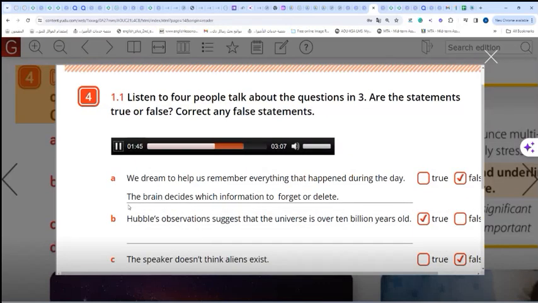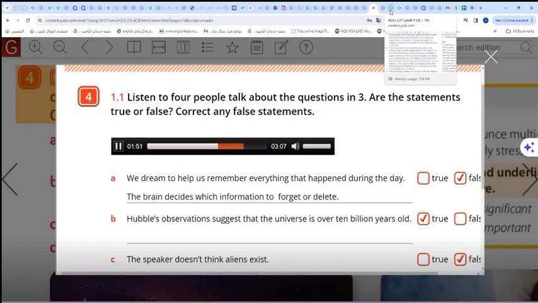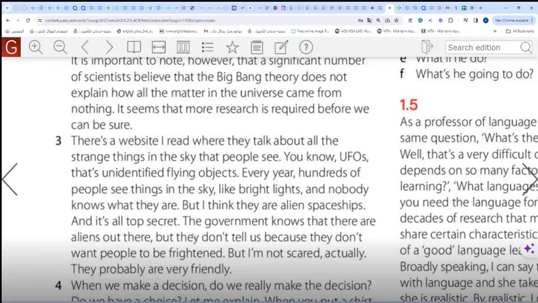There's a website I read where they talk about all the strange things in the sky that people see. You know, UFOs, that's unidentified flying objects. Every year, hundreds of people see things in the sky, like bright lights, and nobody knows what they are. But I think they are alien spaceships. And it's all top secret. The government knows that there are aliens out there, but they don't tell us because they don't want people to be frightened. But I'm not scared, actually. They probably are very friendly. Okay, so this is number 3.